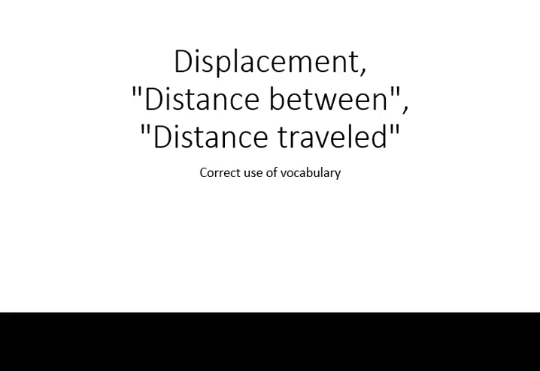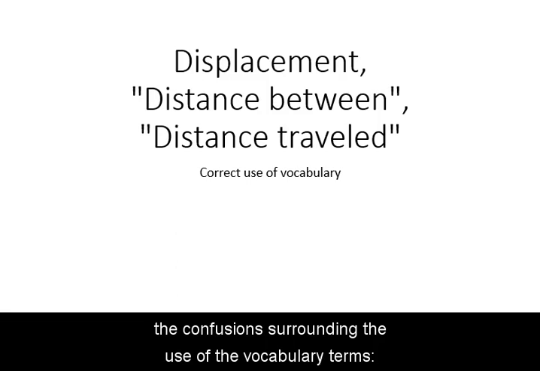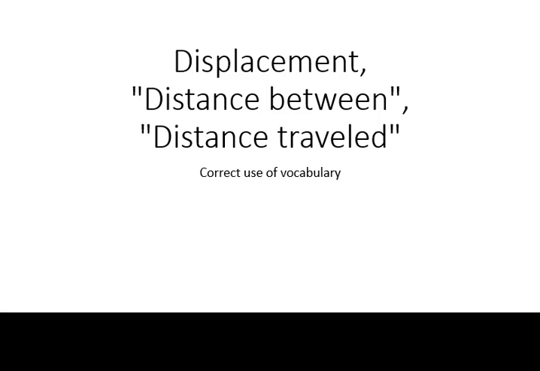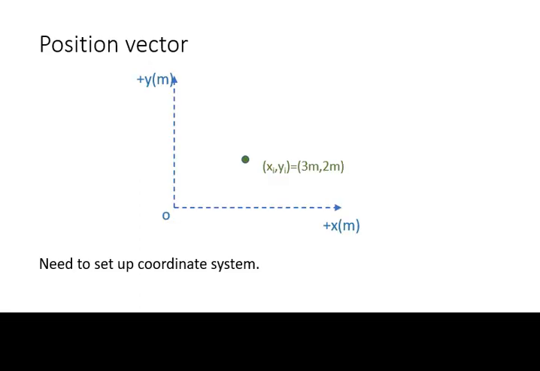Let us clear up the confusions surrounding the use of the vocabulary terms displacement and distance. We start with a position vector. For this to have meaning, you must set up a coordinate system. In this example, we start with a Cartesian coordinate system.